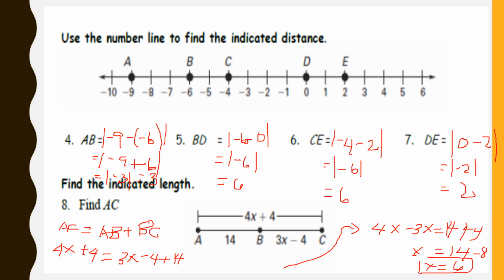So there we could say easily that the measure of A to C is 4 times 6 plus 4. Okay, and that is 28. Why 28? Because 4 times 6 is 24, plus 4, that's 28. So therefore, AC is 28. Okay? So if you still doubt your answer, you can verify it. Easy? All right.